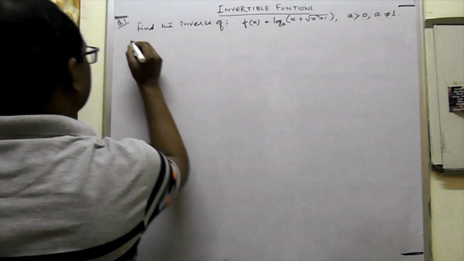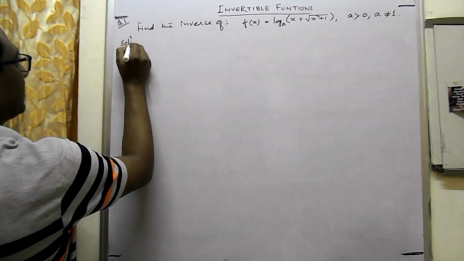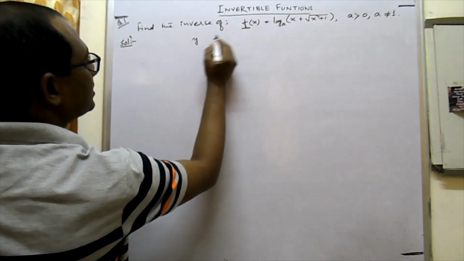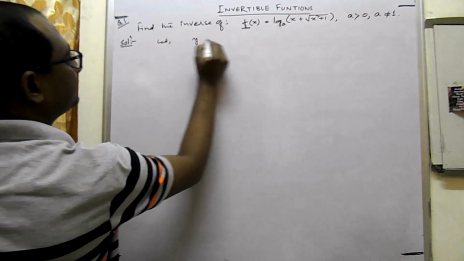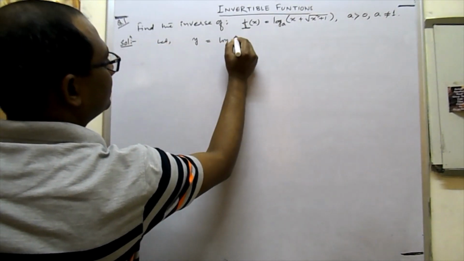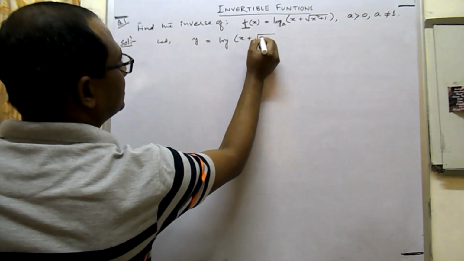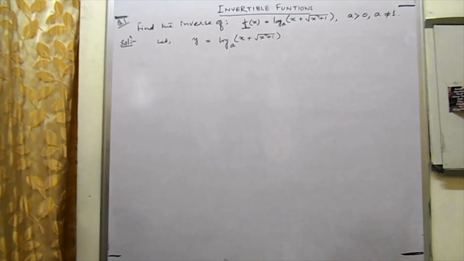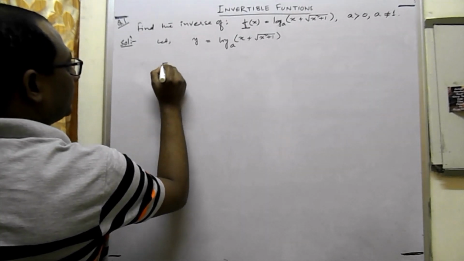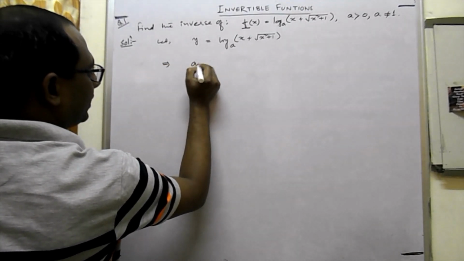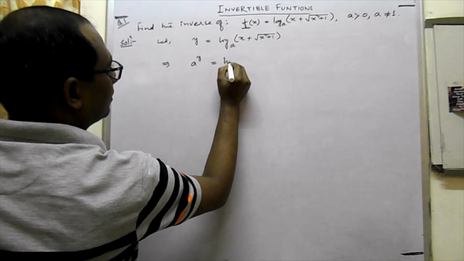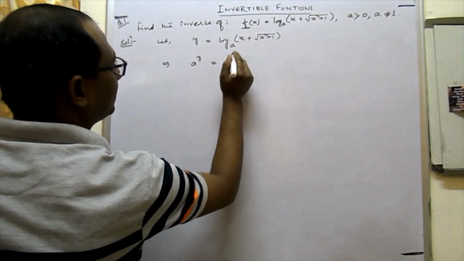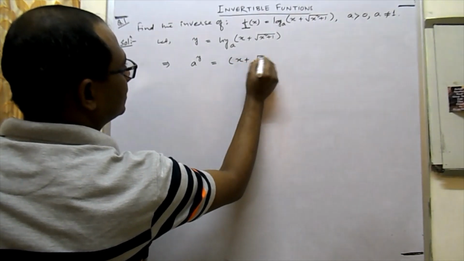So the solution will go like this. The first step was to take y in place of f(x), so let y equal log of x plus root over x square plus 1 to the base a. We'll use the logarithmic property, so a to the power y will be equal to x plus root over x square plus 1.